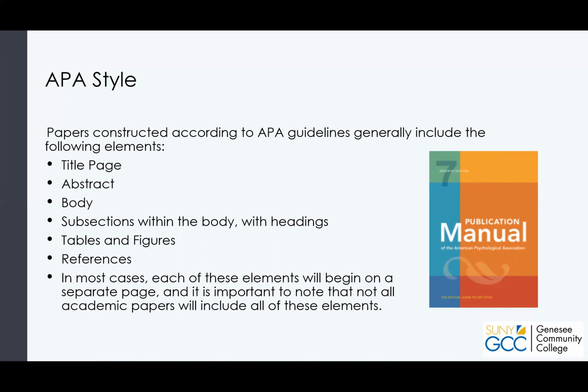Papers constructed according to APA, which means American Psychological Association guidelines, generally include the following elements: a title page, which is different than MLA, an abstract, which is something we do not have in MLA and is optional at this point with the latest updates. So you'll have to be sure to ask your instructor if they want an abstract. The body, subsections within your body with headings within your paper, tables and figures, references, which is also the title of that page at the end that's going to have all your citations listed out.